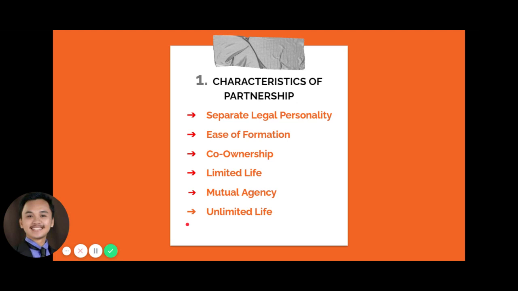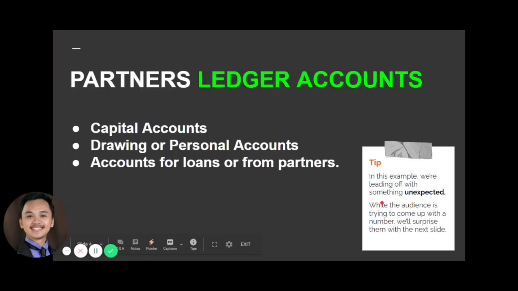So those are the six characteristics of a partnership. Again, we have separate legal personality, ease of formation, co-ownership, limited life, mutual agency, and unlimited liability. Now let's proceed.